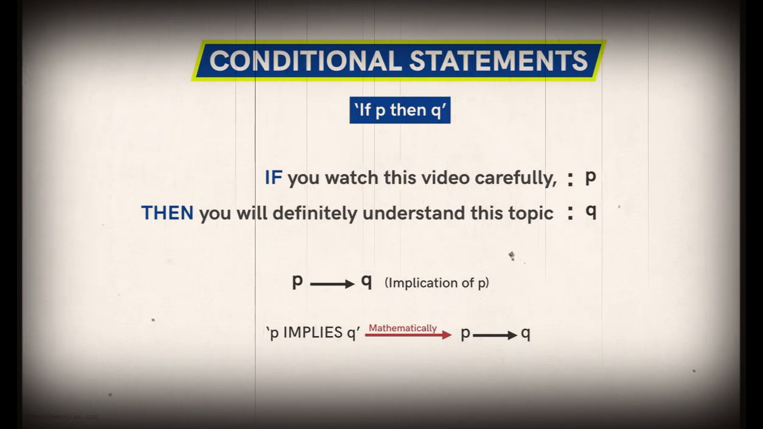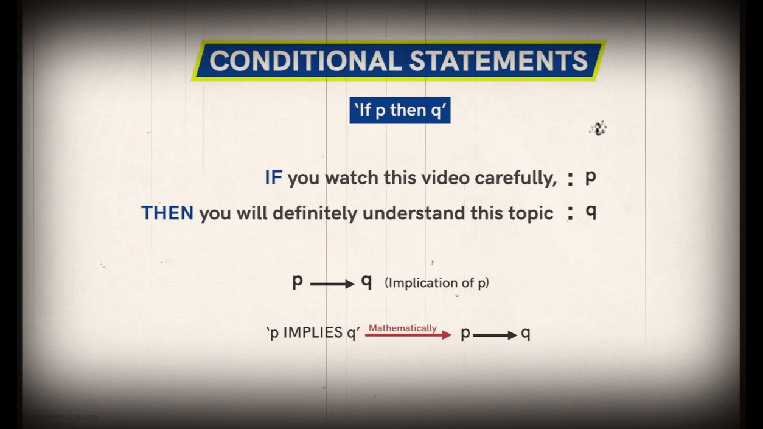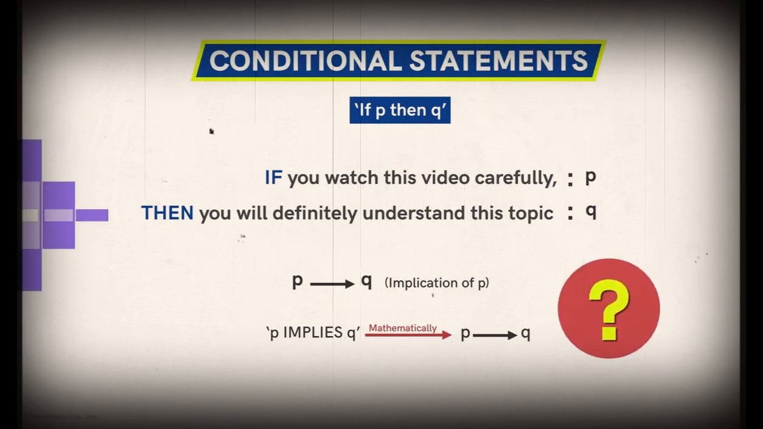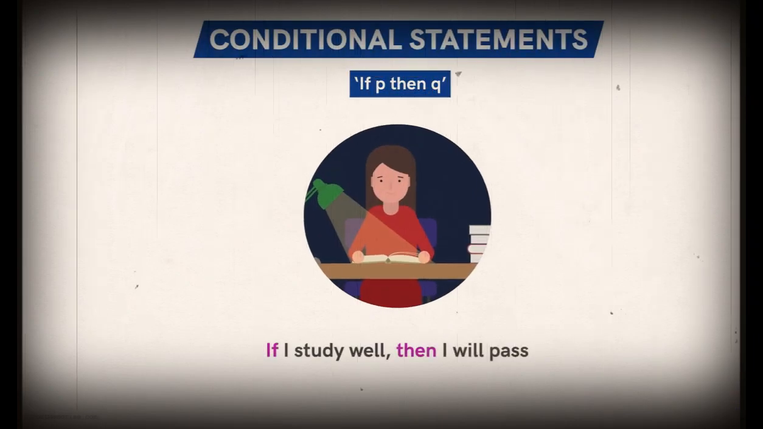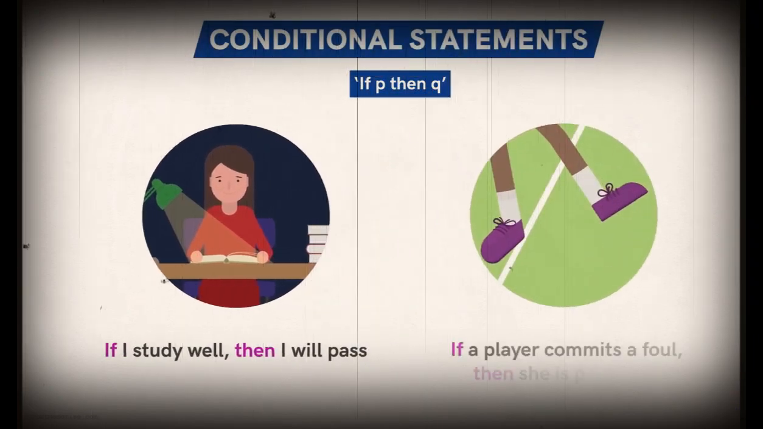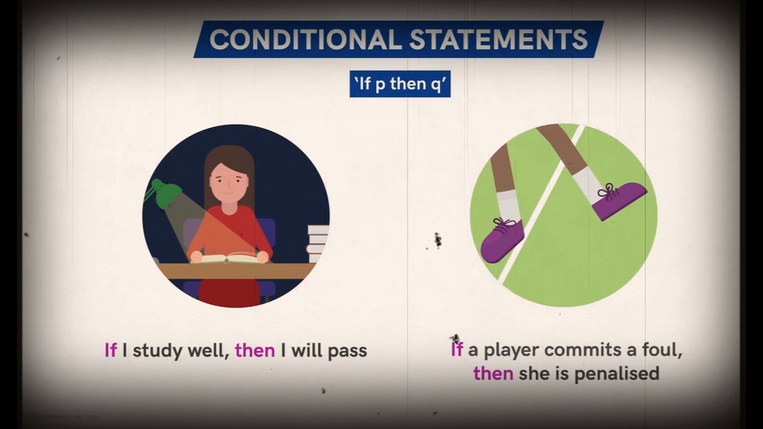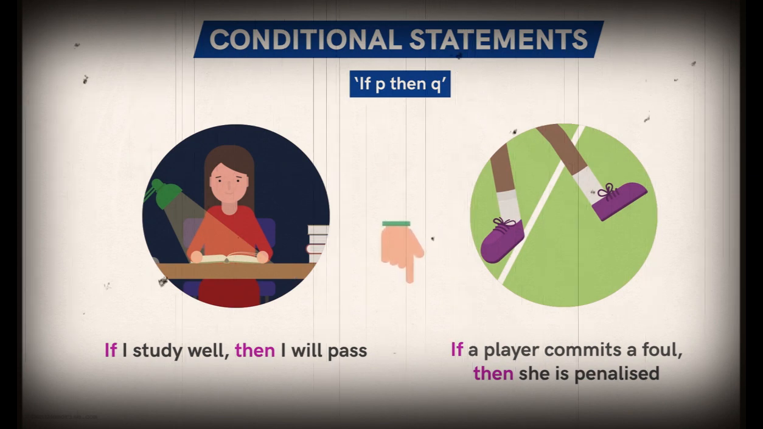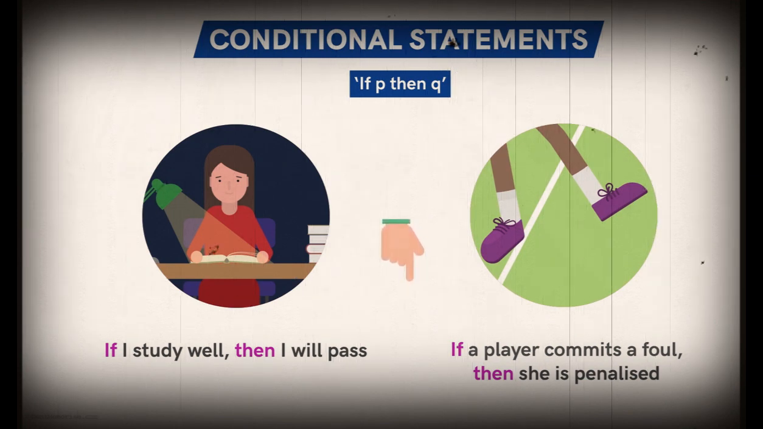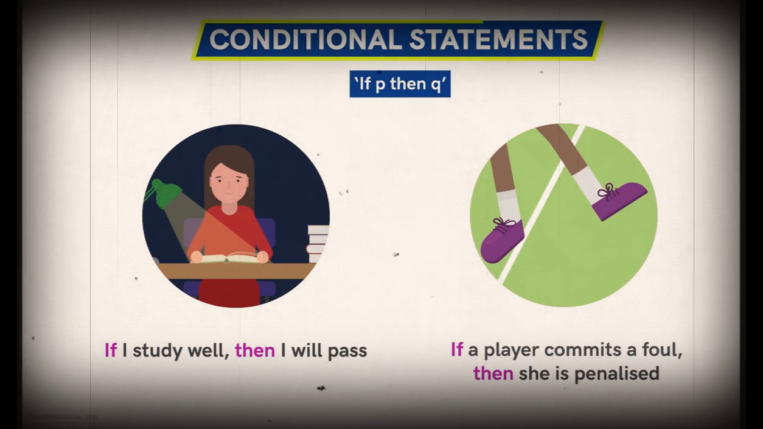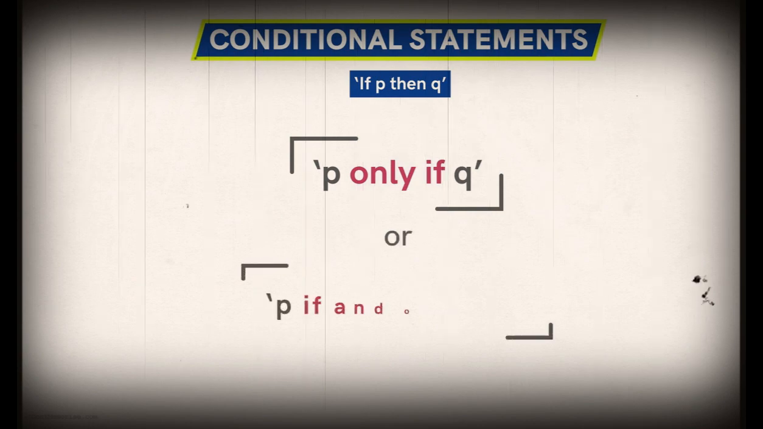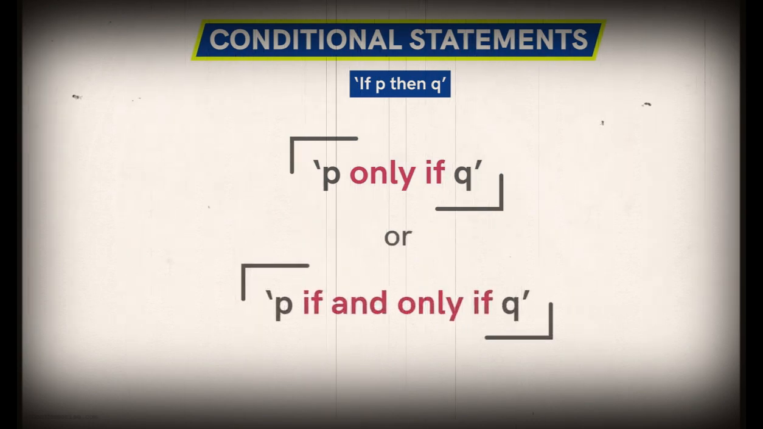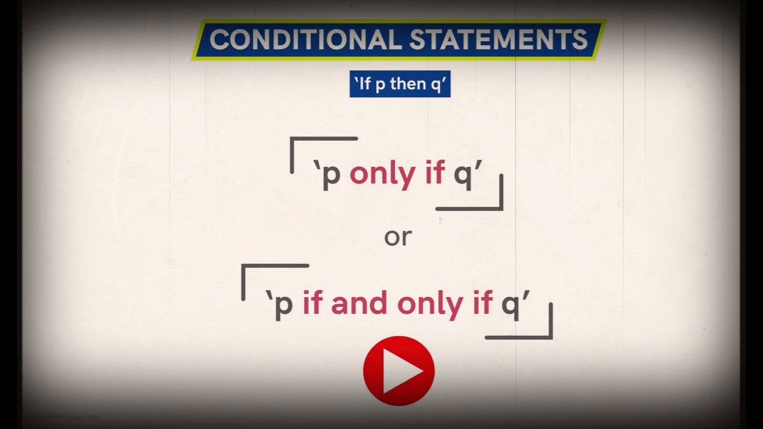Okay, now that we know what a conditional statement is, can we think of a few more examples? Here's the first one. If I study well, then I will pass. And how about this? If a player commits a foul, then she is penalized. Simple, isn't it? Do share with us the examples you came up with. Now let me tell you that the conditional statements may also be of the form P only if Q or P if and only if Q. But we will see them in the videos to come.